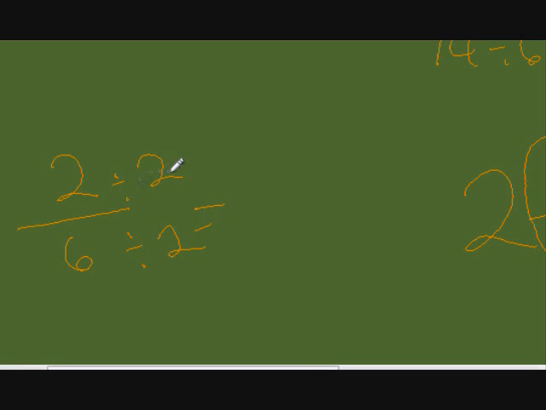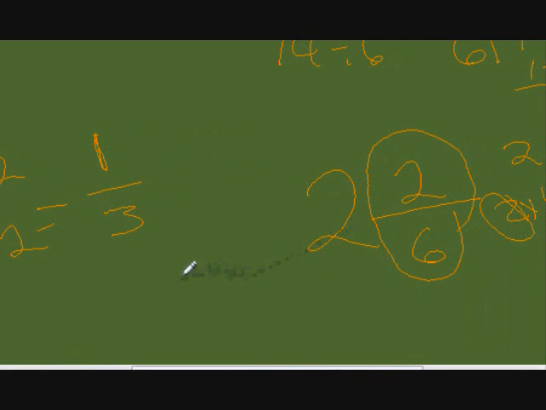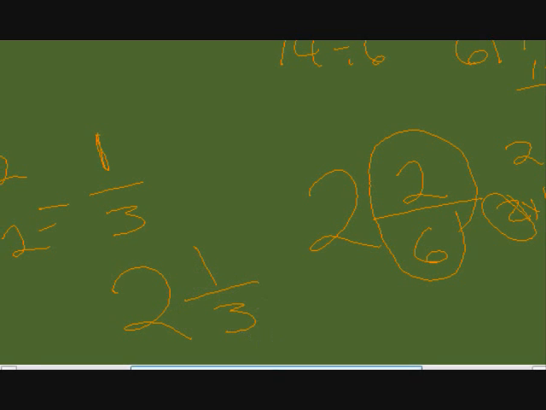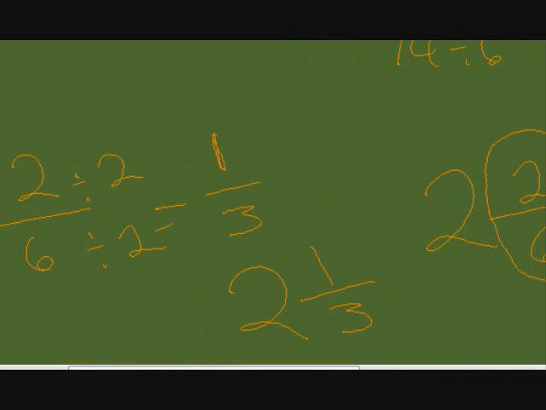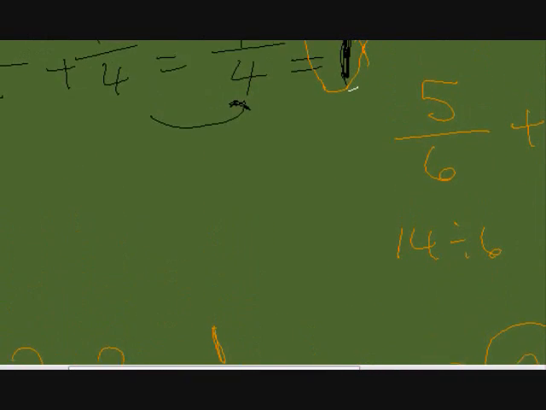So we've got 2 divided by 2 equals 1. You got it. 6 divided by 2 equals, you got it, 3. So let's not forget about this 2. The answer, completely simplified, is 2 1/3. Now, we went over that very, very fast.